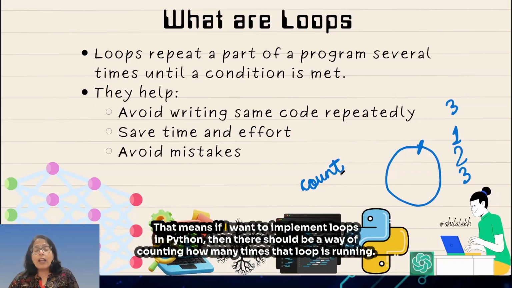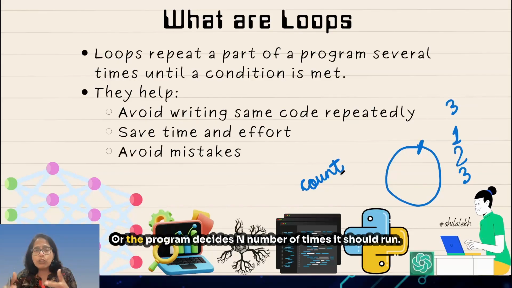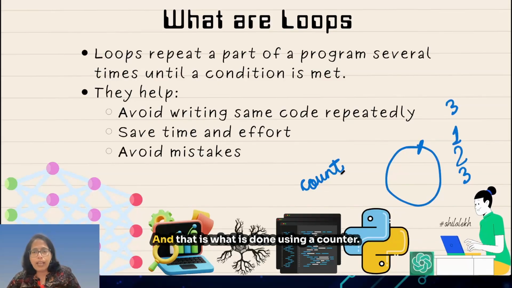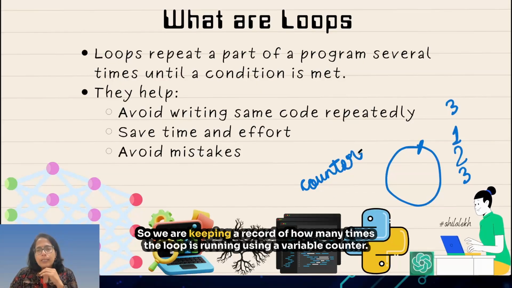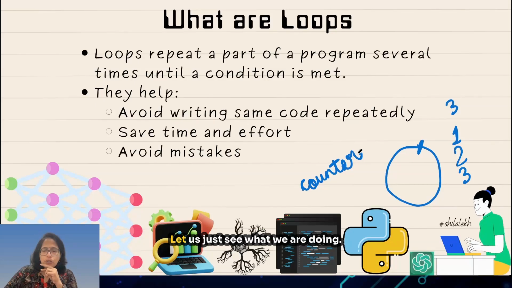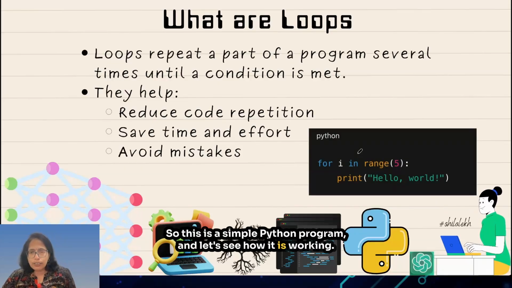That means if I want to implement loops in Python, then there should be a way of counting how many times that loop is running, so that if I decide that a loop should run say 5 times, 7 times, 10 times, 100 times, or the program decides n number of times it should run, we have to keep a count of that, and that is what is done using a counter. So we are keeping a record of how many times the loop is running using a variable counter. Let us just see what we are doing. So this is a simple Python program, and let's see how it is working.